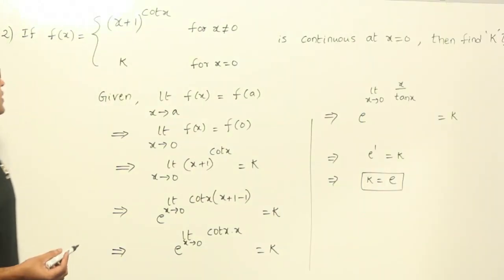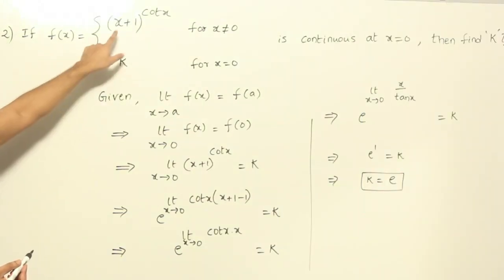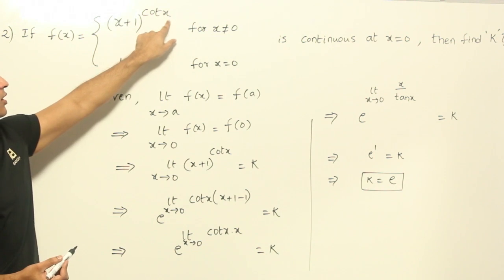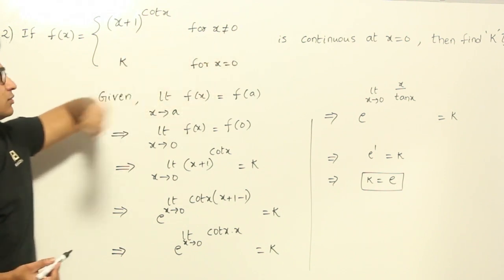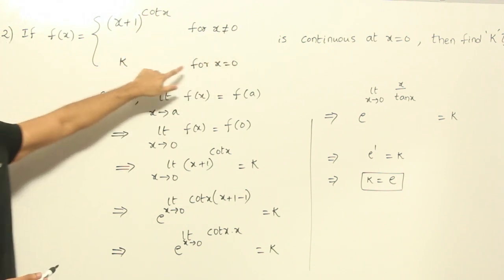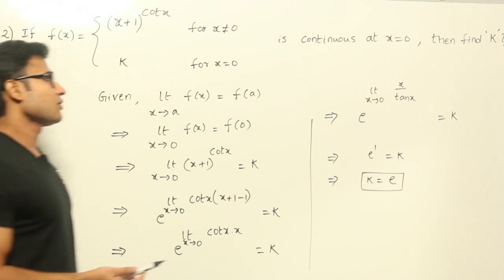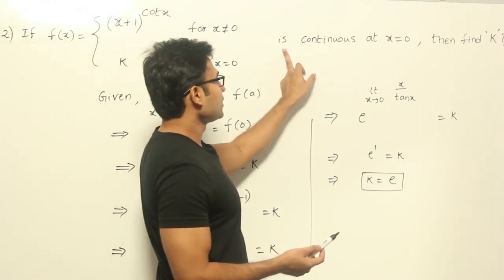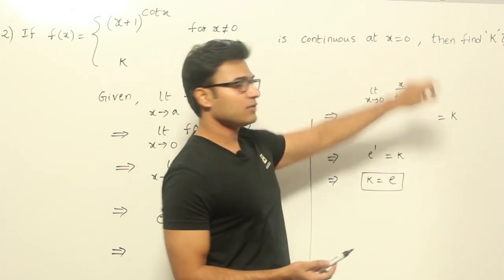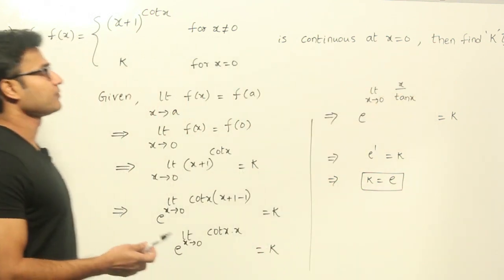Now let's see this question. If f of x is equal to (x plus 1) power cot x for x not equal to 0, and it is equal to k for x equal to 0, then we are supposed to find out whether it is continuous or not. Okay, it is already given. It is continuous at x equal to 0, then we have to find out the value of k, right?